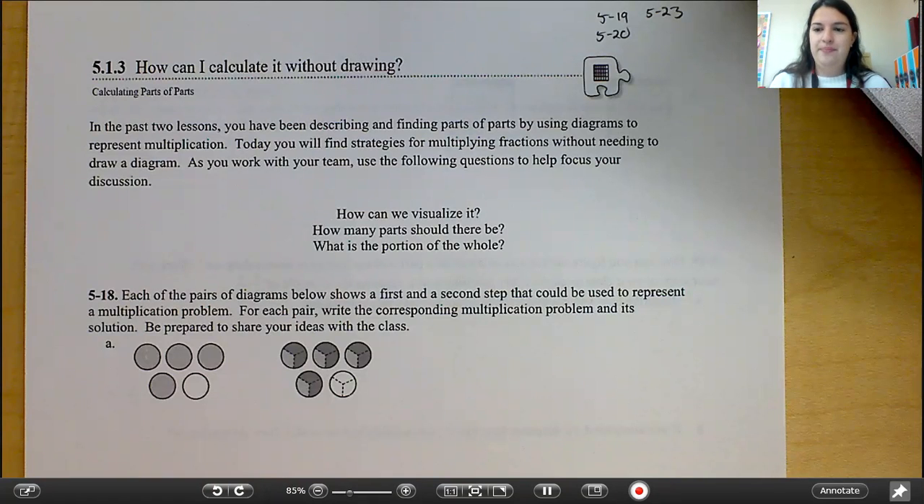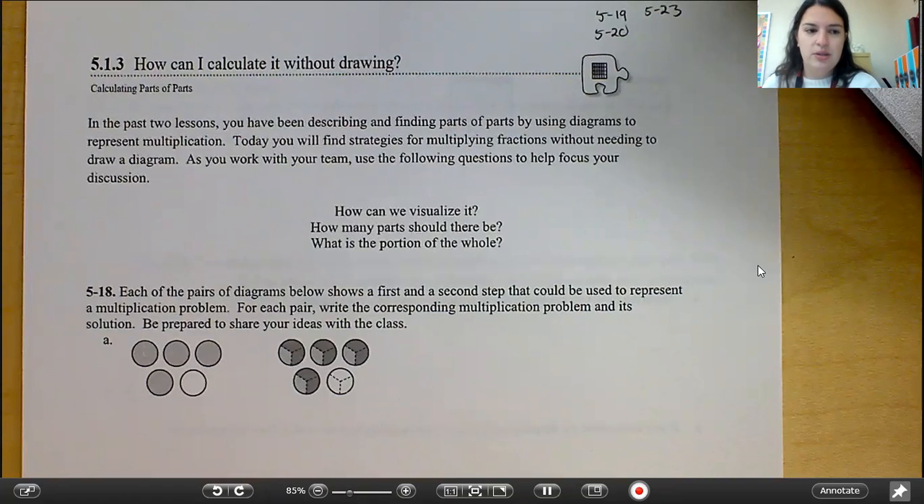Didn't mean to do that. 513 lesson, how can I calculate it without drawing? Calculating parts of parts. In the past 2 lessons, you have been describing and finding parts of parts by using diagrams to represent multiplication. Today, you will find strategies for multiplying fractions without needing to draw a diagram. As you work with your team, use the following questions to help focus your discussion.